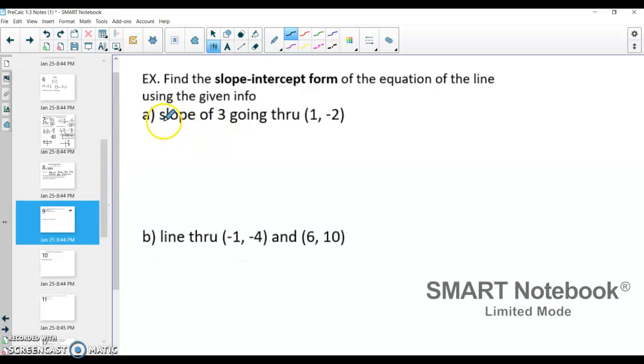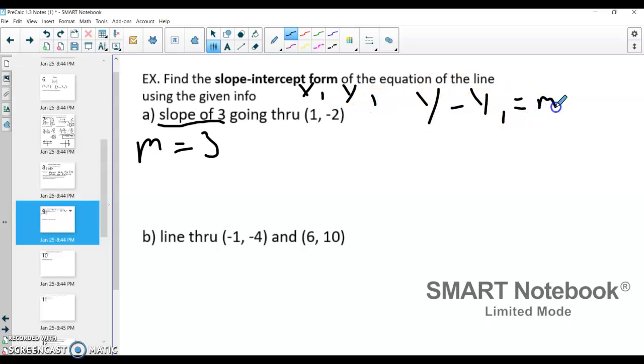So it's saying we have a slope of 3. We got a slope of 3, so m equals 3, and it's got to go through a certain point, 1, negative 2. And so that would be like my x1 and my y1. And point slope form is y minus y1 equals m times x minus x1.